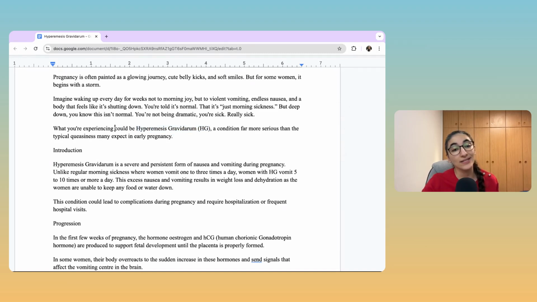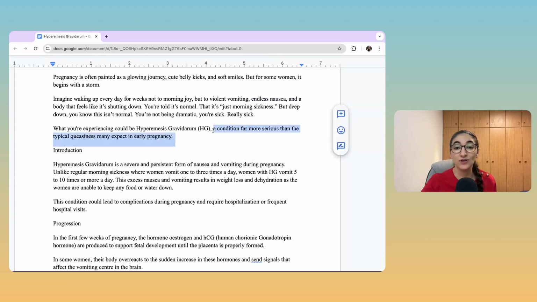I also like that it says "could be." So it's not for definite, because we don't know. We're not diagnosing here. We're giving someone information. And so this is maybe a possible path that they could go down and then hopefully seek treatment for.